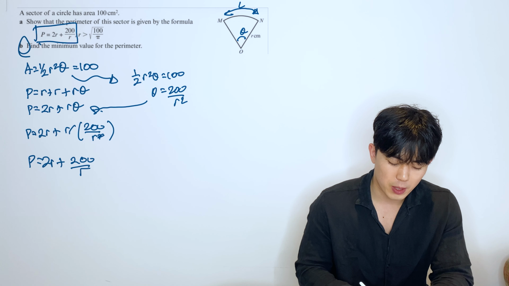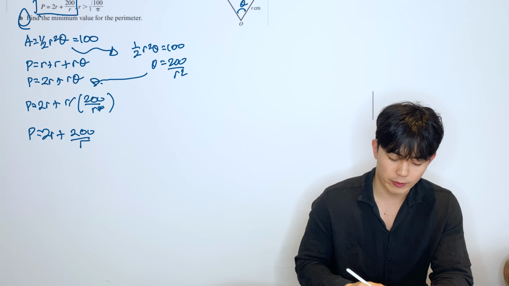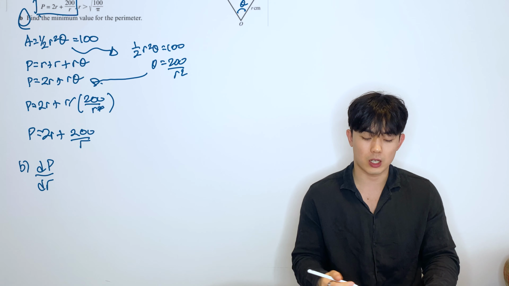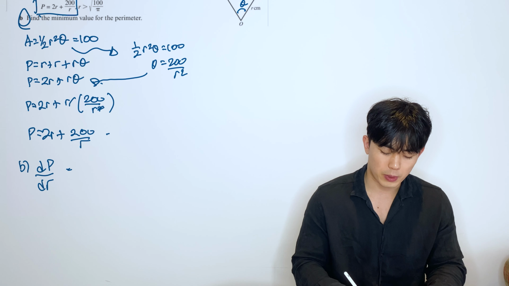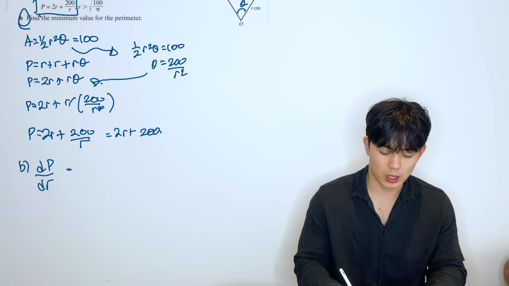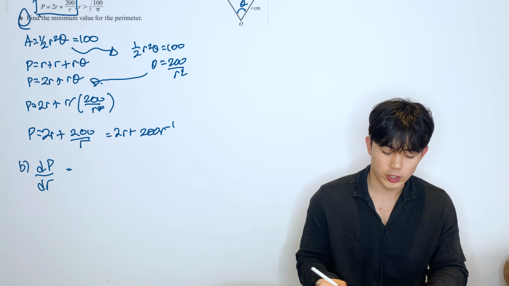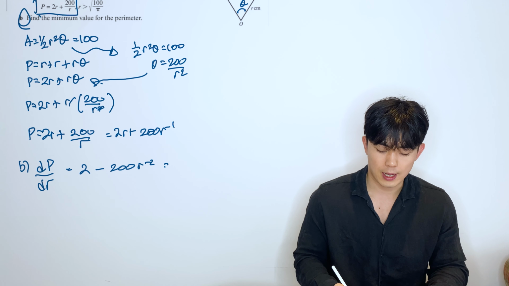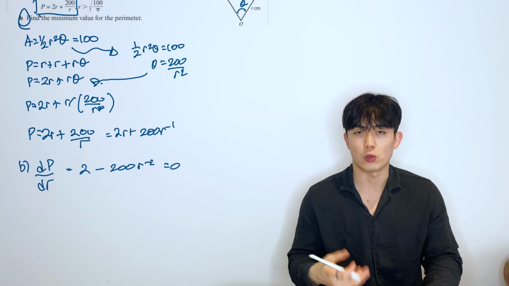B is asking us to find the minimum value of the perimeter. So once again, if it's minimum, we have to differentiate this. So dP by dr in this case, that's the only variable. So P is equal to 2r plus 200 times r to the minus 1. Differentiating that, we'll get 2 minus 200 r to the minus 2. And you equate that equal to 0 because a minimum is also a stationary point.